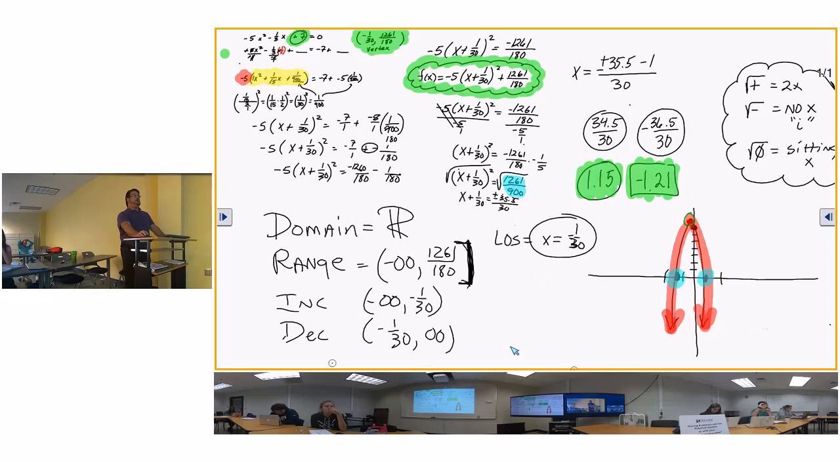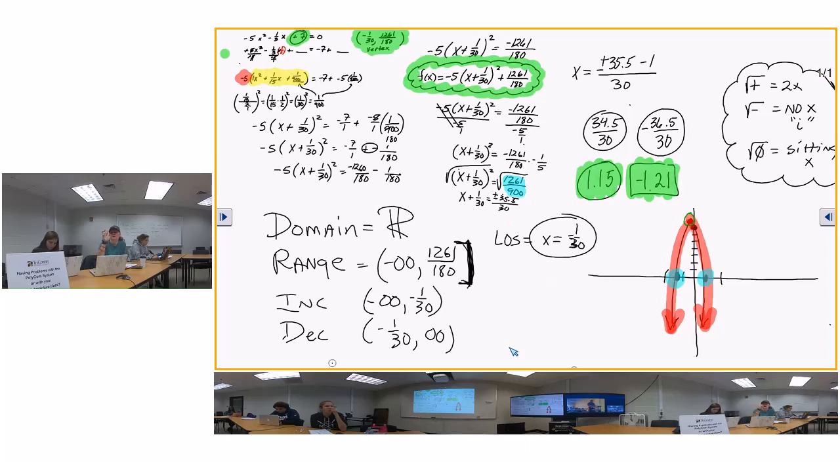Anybody got a question? Yes, ma'am. In the top right where the cloud is, what did you say about sitting on the x-axis? I missed that part.